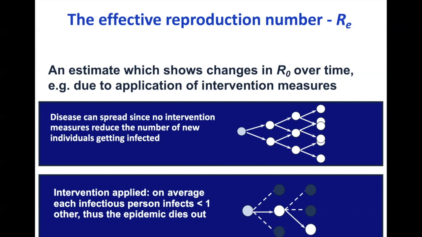This actually is what we talk about when we talk about the effective reproduction number. What happens if you reduce measures? Of course, the effective reproduction number increases. If you increase protective measures, the effective reproduction number decreases. And that's how there's a strong interplay.